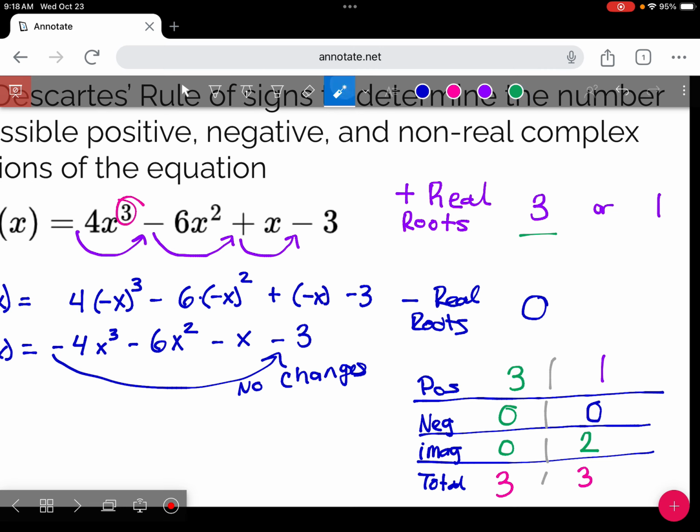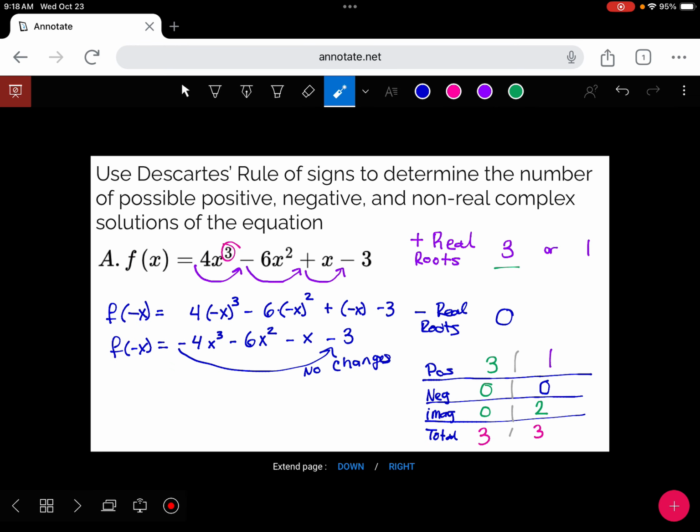Okay? So this is the piece that we're going to be building for all of our examples today. We're making this little table with our list of options. It doesn't give us what the roots are, just how many of each type. Okay. And we're going to practice this a couple more times. But questions on this one?